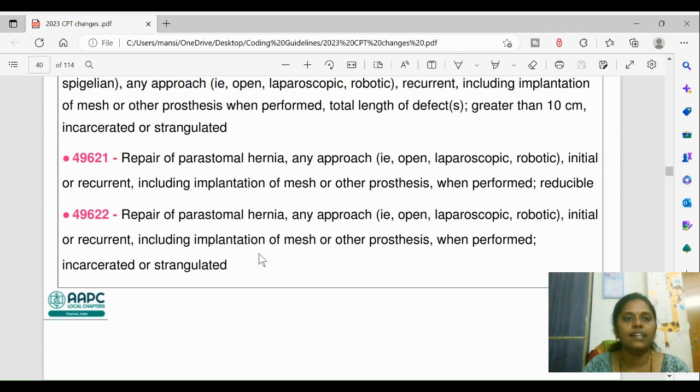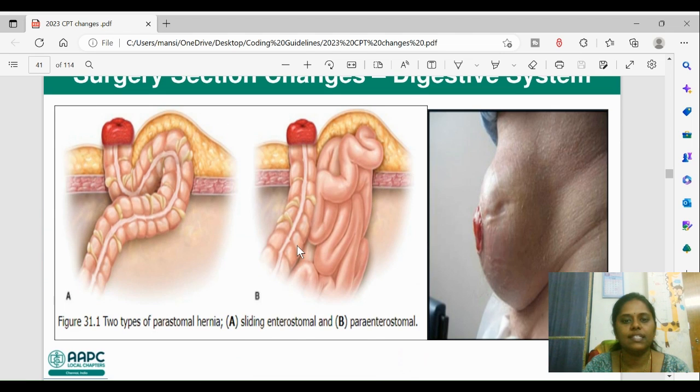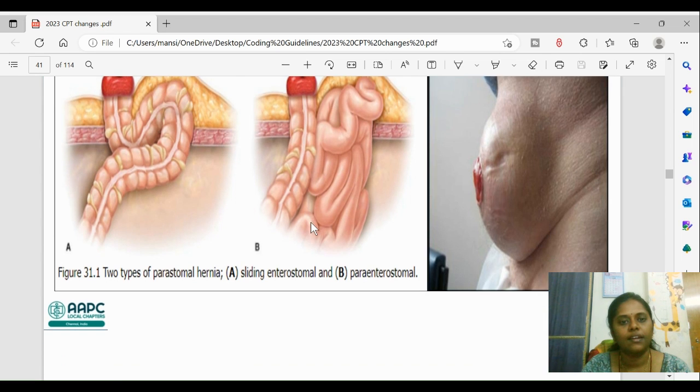Now there is another hernia called parastomal hernia. We have two sets of codes, 49621 and 49622. Repair of parastomal hernia, any approach, initial or recurrent, including mesh implantation, when performed, reducible. If it is strangulated or incarcerated, then 49622. They have given two types of parastomal hernia: sliding enterostomal hernia and paraenterostomal hernia. Getting me?